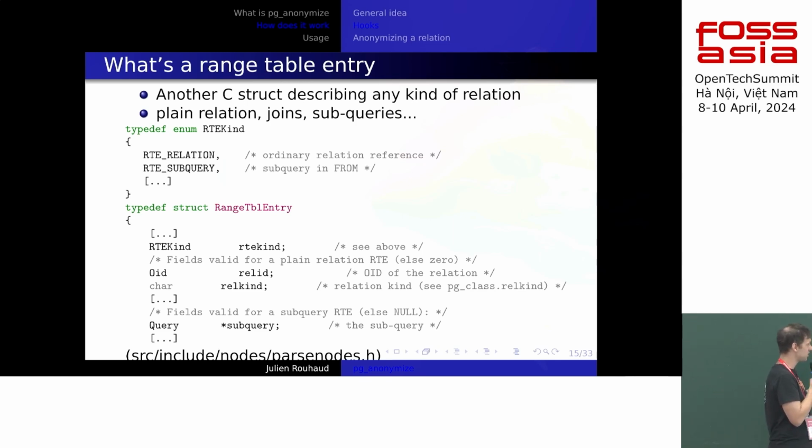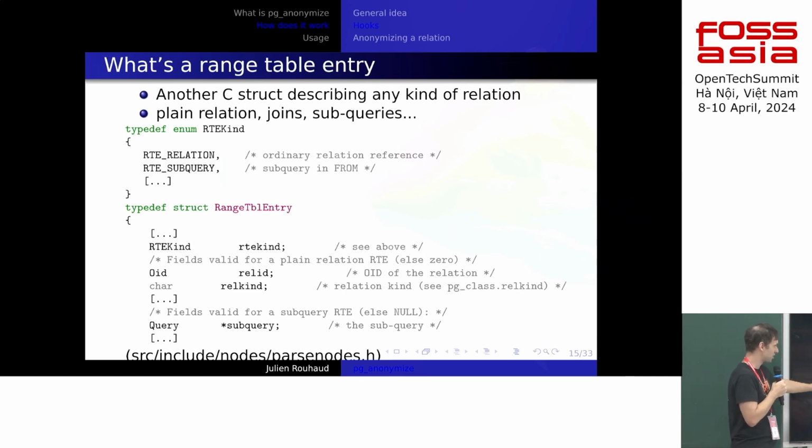So what's interesting here is that it defines not a table, but a relation. In SQL, a relation is like a set of rows. It could be a plain table, but if you join two tables, it's actually a join relation. It's also a set of rows. And in our case, a subquery is also a relation.